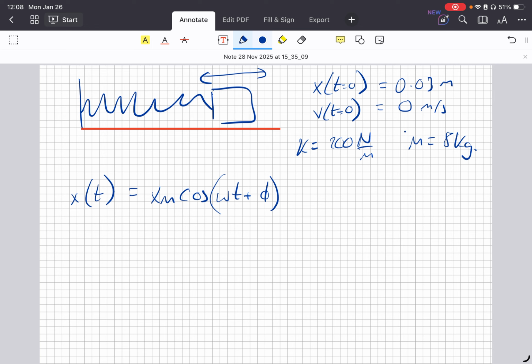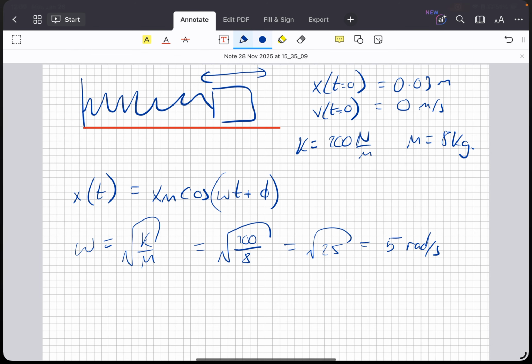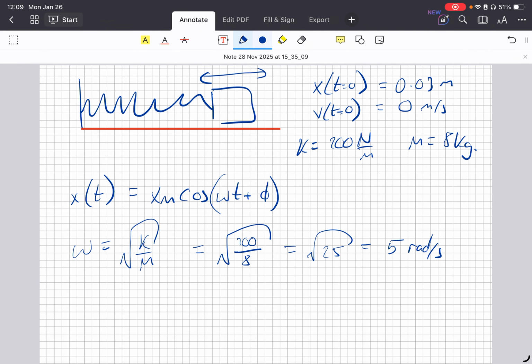And omega is defined in terms of k and m. So we can write down omega is equal to the square root of k divided by m. That's the definition of omega in this formula. So that's just the square root of 200 divided by 8, which happens to be the square root of 25, which is, of course, 5. And that is measured in units of radians per second. So that's our angular frequency, rather. So we can then substitute that into this formula. I'm going to keep the formula general, and keep using omega. We're just going to remember that it's equal to 5 radians per second.